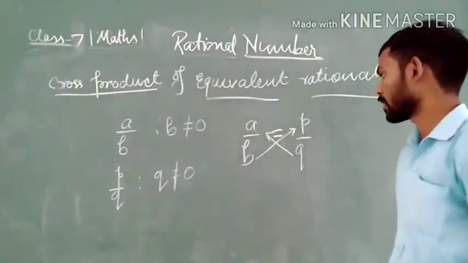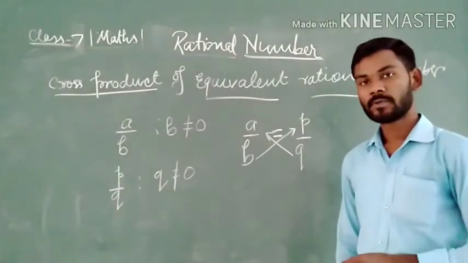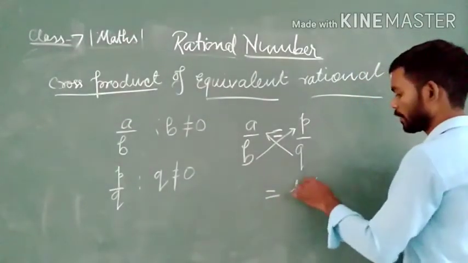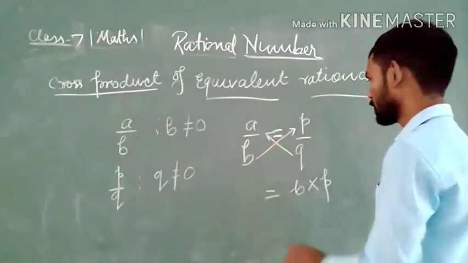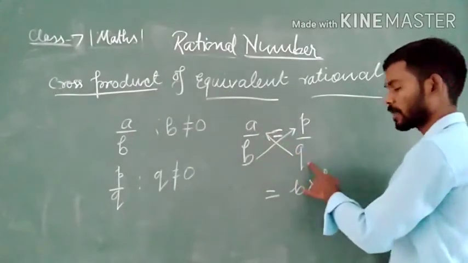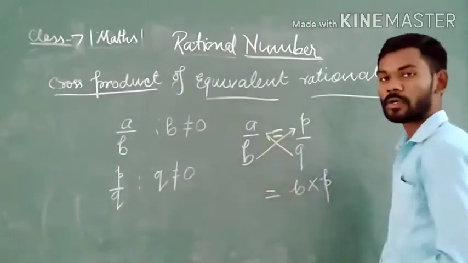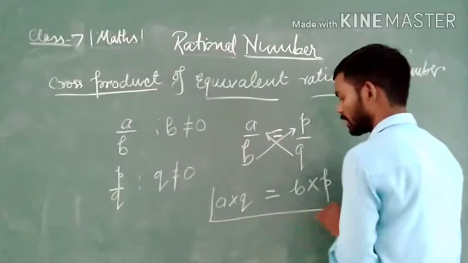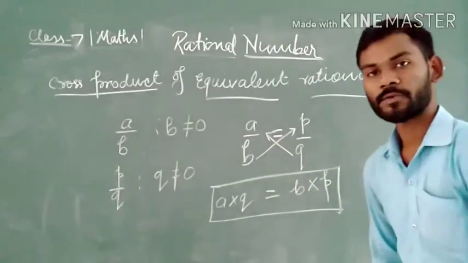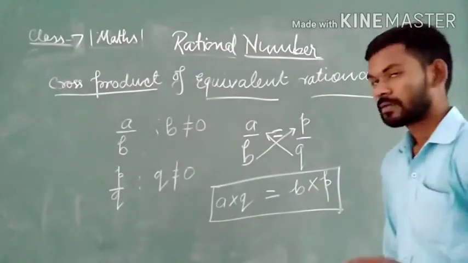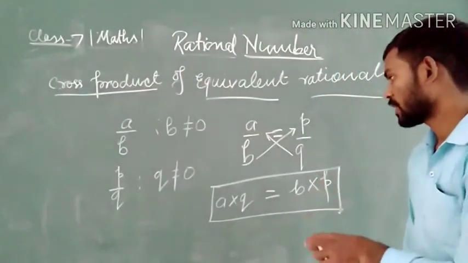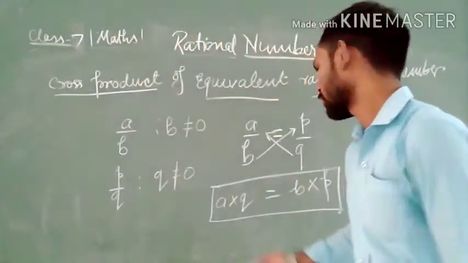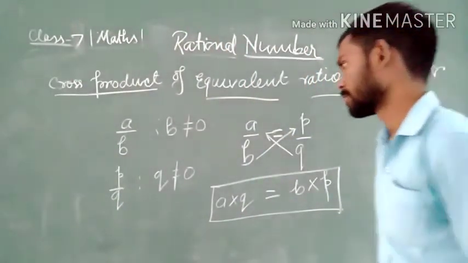We multiply the numerator of the second term by the denominator of the first, and hence here we get B multiplied by P, and in the next we multiply the denominator of the second number by the numerator of the first, and here we get A multiplied by Q. So this is the cross product of equivalent rational numbers, and here it is obvious that whenever we take two equivalent rational numbers, then their cross product will always be equal.